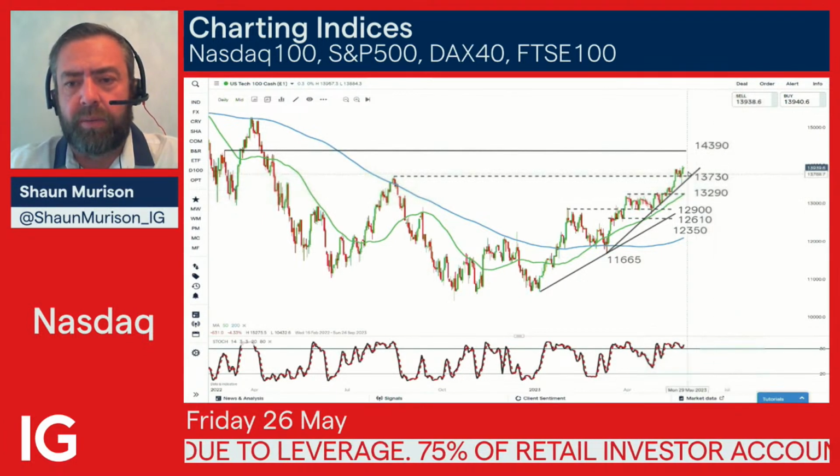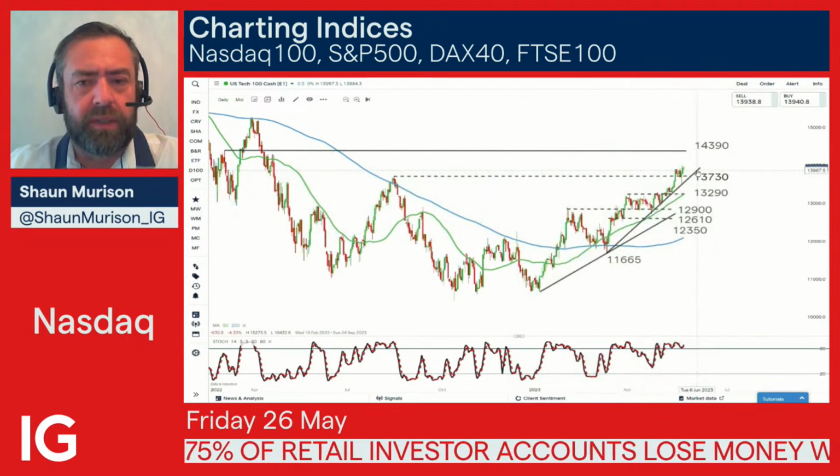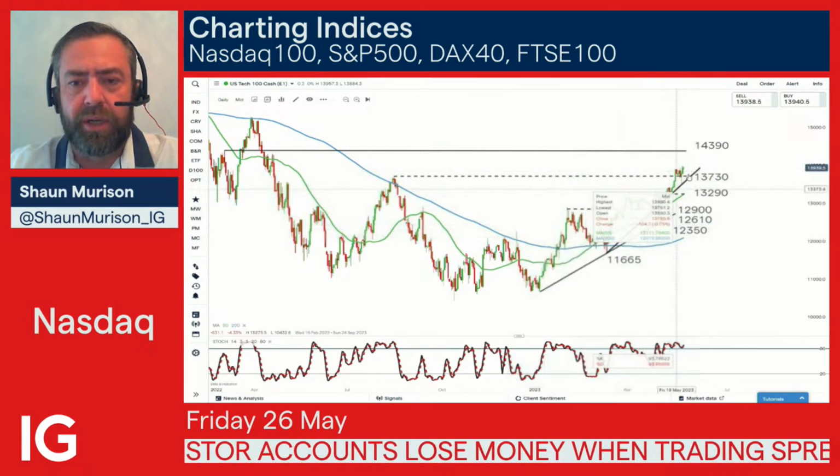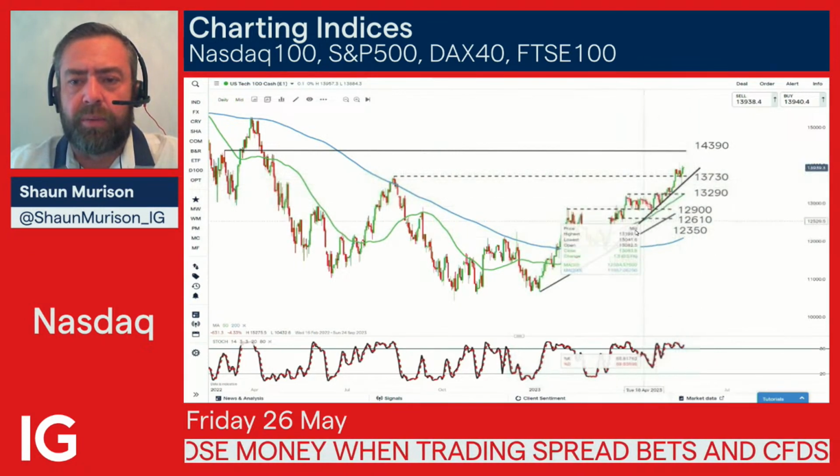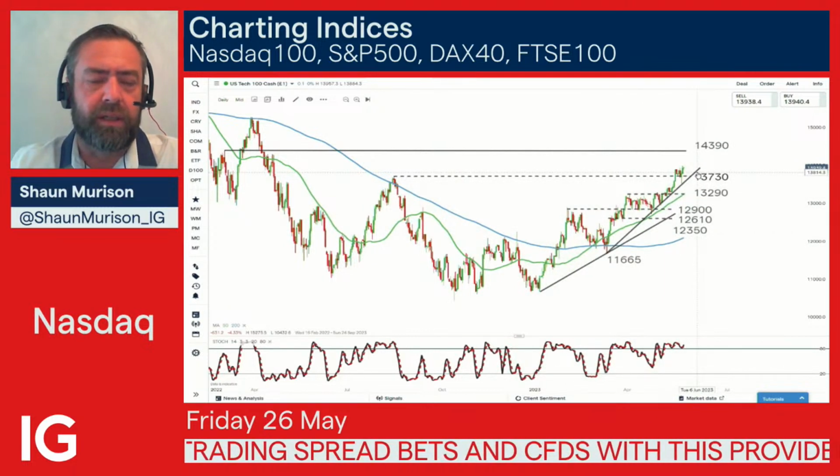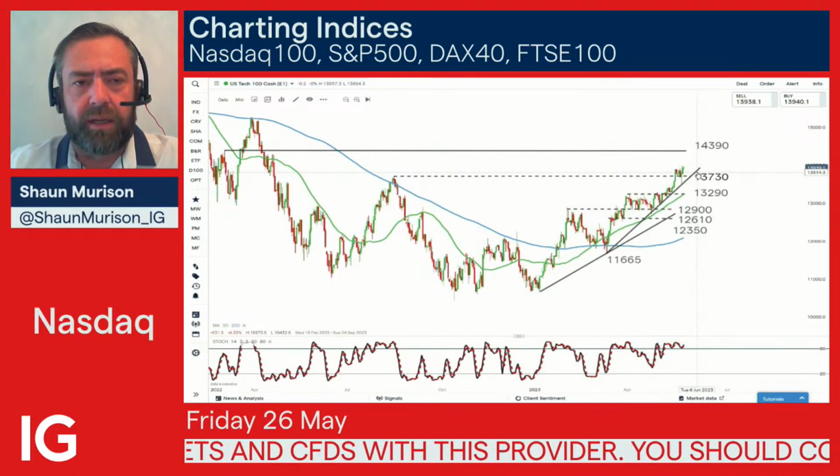We had a break above resistance at 13,730, and now we are targeting our next level of resistance, considered about 14,390. Traders might want to think about trailing a relatively tight stop loss with this accelerating trend line, a sharper, steeper trend line running underneath the price on the Nasdaq 100.